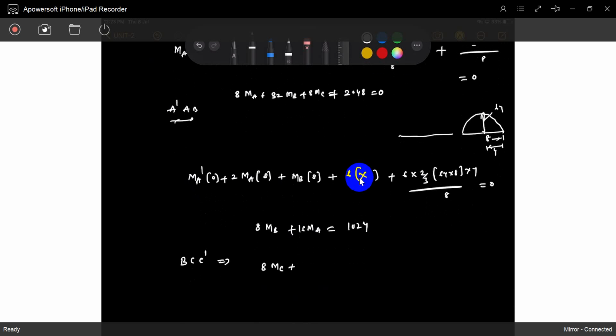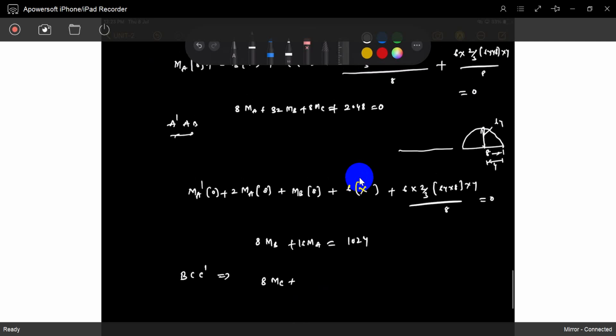8MC. C is in the middle, so you will get 16MC plus 8MB is equal to 2024.